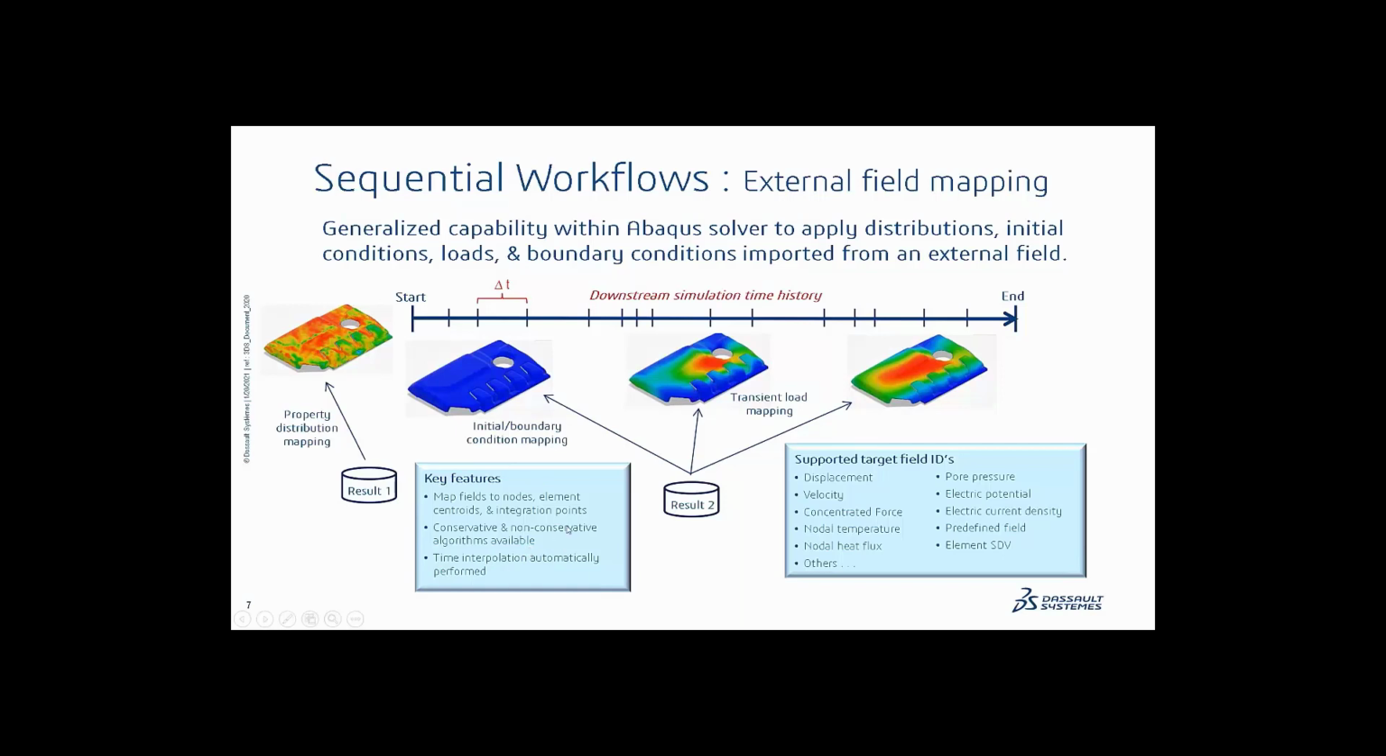Mapping of nodes, elements, centroids, integration points, and time interpolation is performed automatically. And then a listing here of some of the more common target fields that we use for mapping: displacement, velocity, temperatures, electrical potentials, predefined fields, etc. So pretty broad coverage there of the different types of fields that are supported.